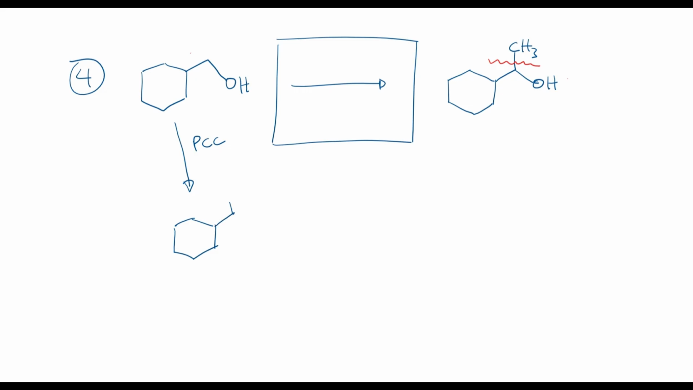So PCC will oxidize the primary alcohol to an aldehyde. Next, I will need to treat this aldehyde with Grignard reagent. The Grignard reagent is a strong nucleophile. And it's a strong nucleophile because the bond between carbon and magnesium is severely polarized due to the huge electronegativity difference between carbon and magnesium.